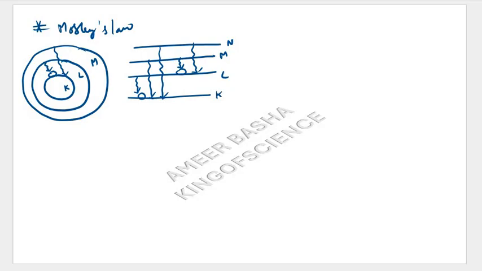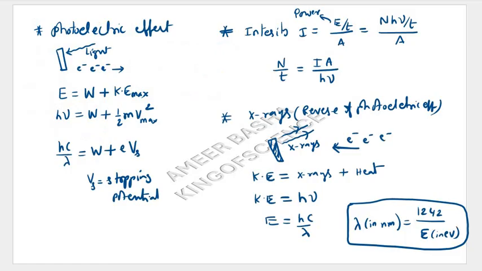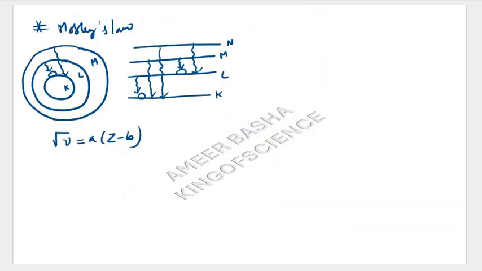According to Moseley, there is a relationship between the frequency of the photon emitted and the atomic number of the metal that we are using. Here we are using a metal on which the light falls, this metal target. Z is the atomic number of that metal target. You can even write it as c by lambda, the wavelength of that emitted photon. Generally we call it the characteristic X-rays. A and B are constants for a given series.